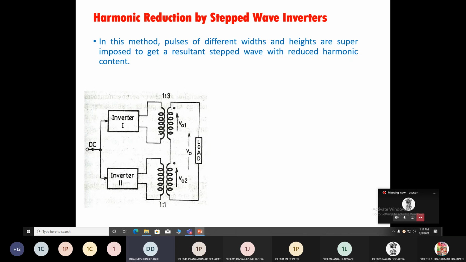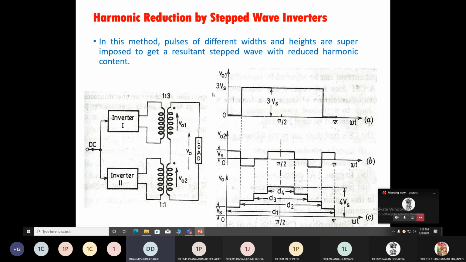It means suppose on the primary side you get a voltage of 5 volt, then on the secondary you get 15 volt. So the first inverter output voltage is 3 times the primary voltage. Suppose the primary voltage is Vs. It means the output voltage of inverter 1 is Vs. So at the secondary side of the transformer, you get the output voltage 3 Vs. Suppose this is V01, the first inverter output voltage at the secondary side.